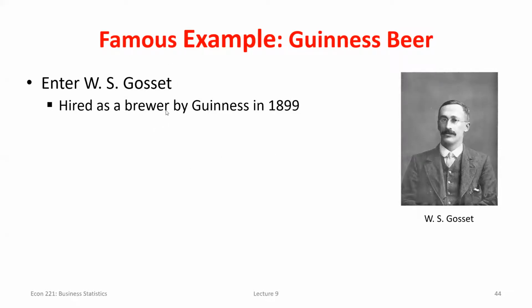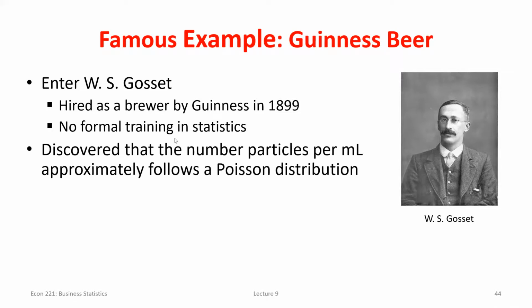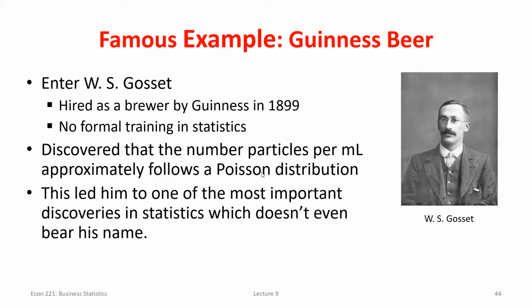So there's this guy, I don't know what the letters stand for anymore, but W.S. Gosset. He was hired by Guinness as a brewer, turn of the century, no real formal training in statistics, but in aiding in the brewing process, he discovered that the particles in the beer that they were brewing followed a Poisson distribution, right? So if we look at the particles per milliliter, I think specifically he was looking at the yeast particles per milliliter, he noticed that he sampled them from this huge vat of liquid, this huge thing of beer that they're brewing, that it actually followed a Poisson distribution, right?